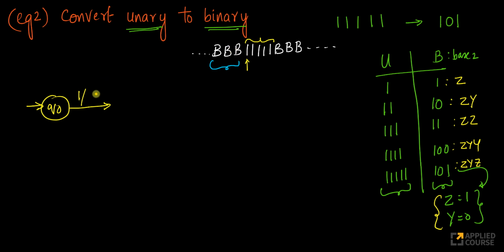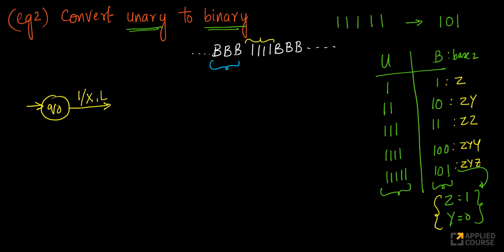Right? So what I'll do here is, if I have a 1 here, I'll replace this 1 with X because I want to mark that I've already read this. And I want to move left. So now what happens here? This 1, which I've already read, will become X. So let me change this to X. And I'll move left.